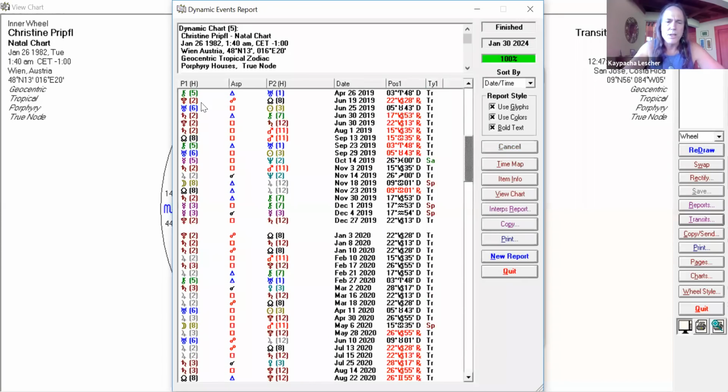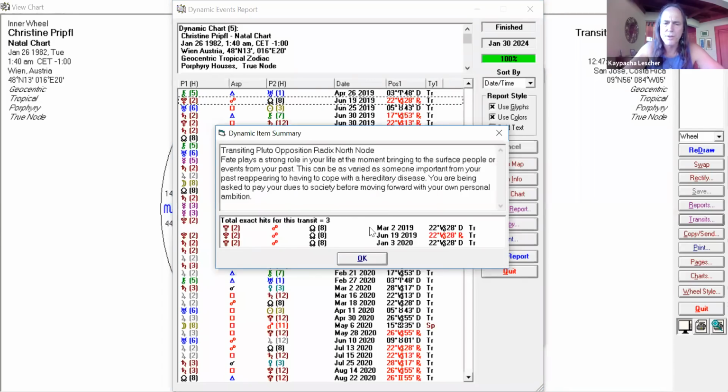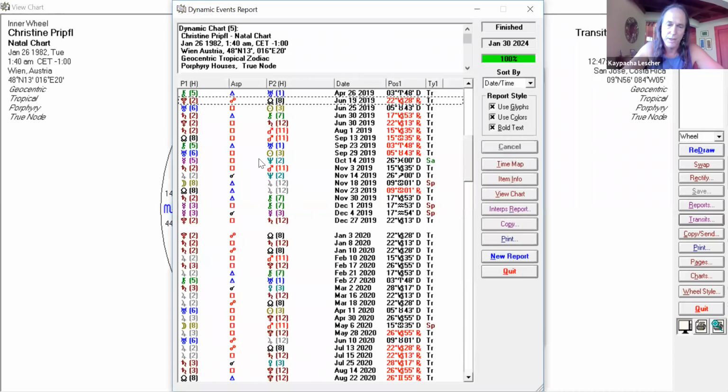And we can see that she's had Pluto hitting the south node of her moon: March of 19, June of 19, and January of 20. Need we say more? Let go. Goodbye. And if you don't say goodbye, it will be taken away. There are some things that need to be cleaned out. It's a clean-the-cupboard time, in terms of the entire psyche.